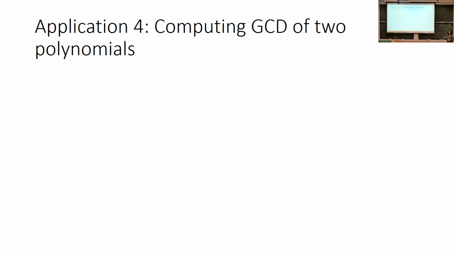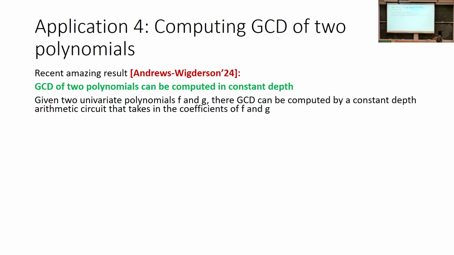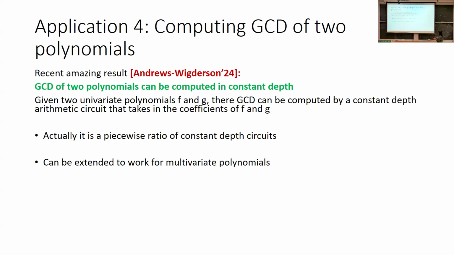And last application, application 4. There was a recent amazing result by Andrews and Vigdison, which shows that the GCD of two polynomials can be computed in constant depth. And it's a really beautiful work. You can think of it as a GCD of two univariate polynomials can be computed in constant depth, but as a consequence, they show that the GCD of multivariate polynomials can also be computed in constant depth.